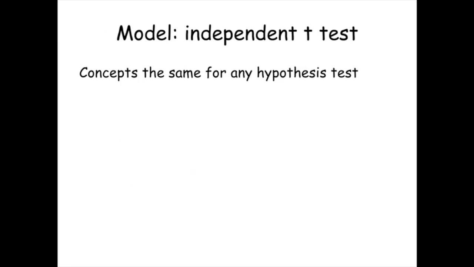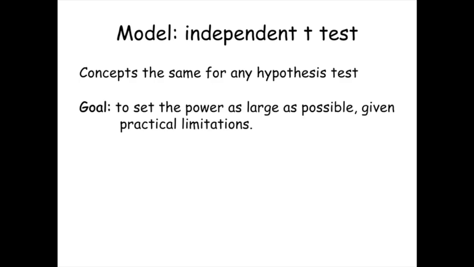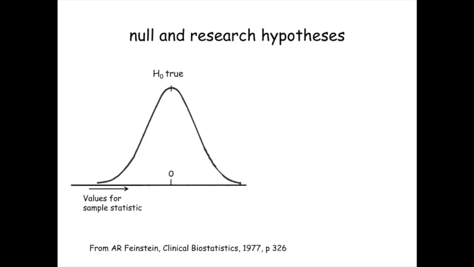I'm going to use the independent t-test as a model for demonstration purposes, but the concepts are the same regardless of the test used. The goal is to set the power as large as possible given practical limitations. And I'll go through the 4 factors that affect power. We've looked at models of the null hypothesis, so this should look familiar.